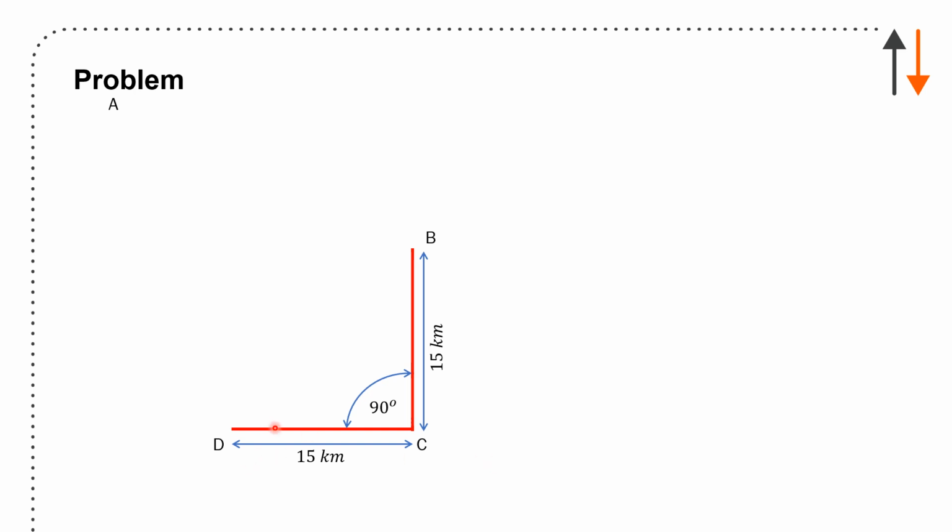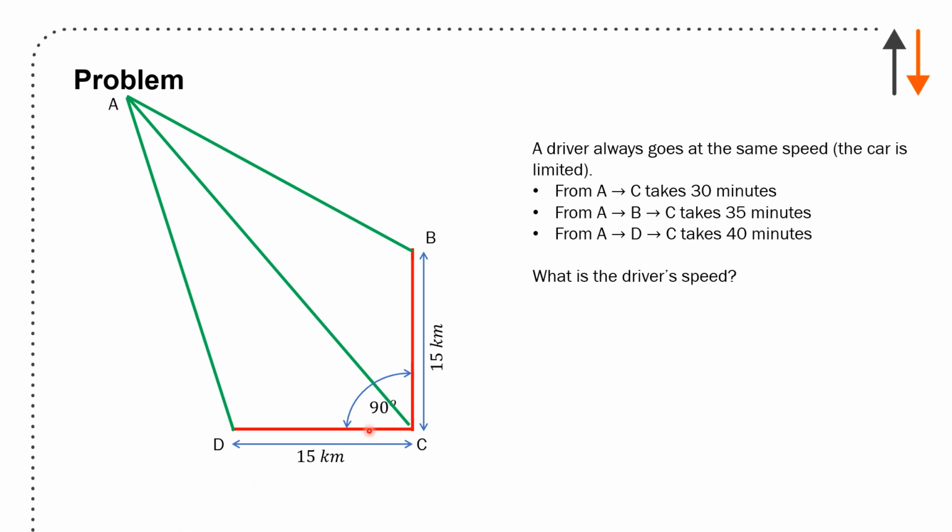So we have an initial bit of information given. DC is 15 kilometers, CB is 15 kilometers, and you have a 90-degree bend between the two. And a driver always goes at the same speed, so you just assume that there's some sort of governor on the car. From A to C takes 30 minutes. From A to B to C takes 35 minutes. And A to D to C takes 40 minutes. What is the driver's speed?